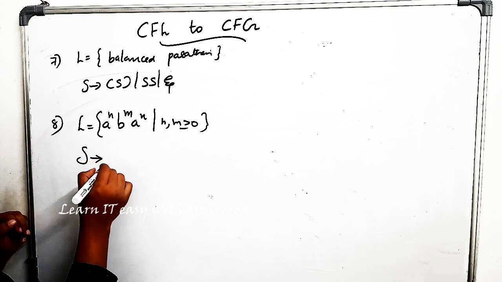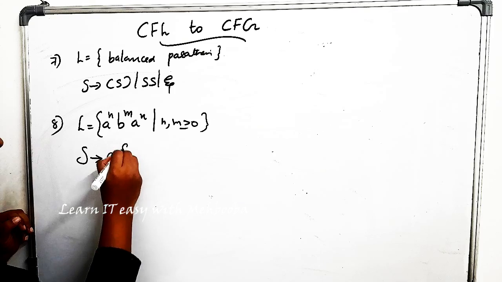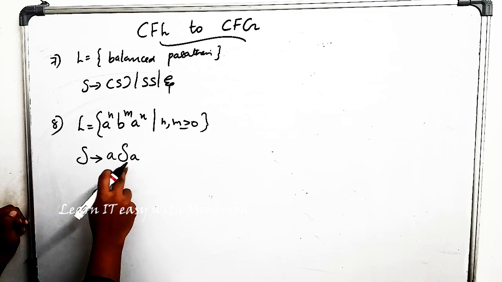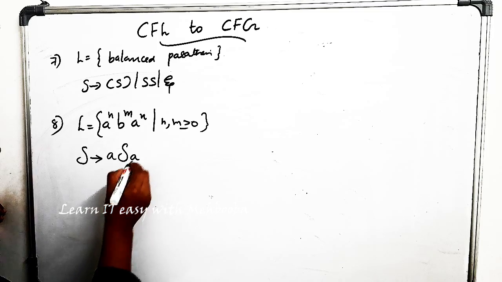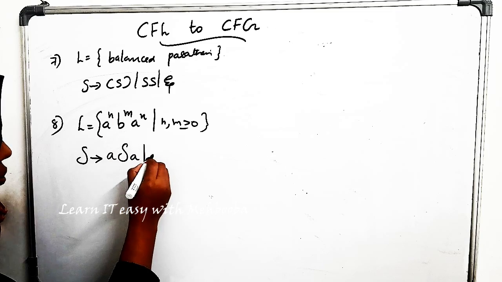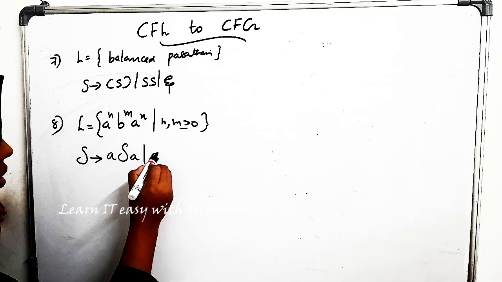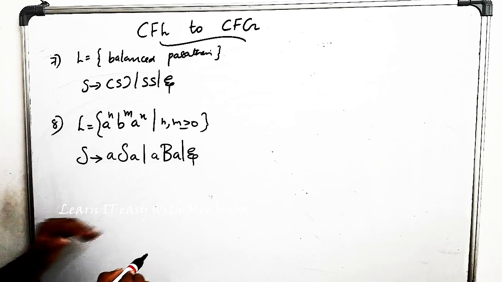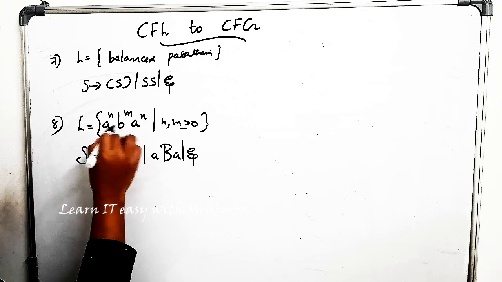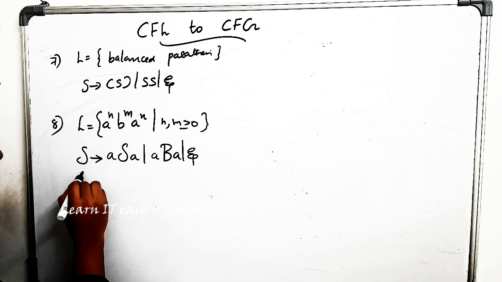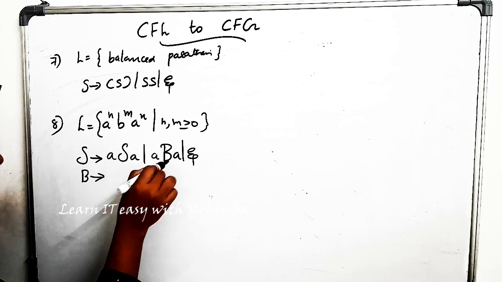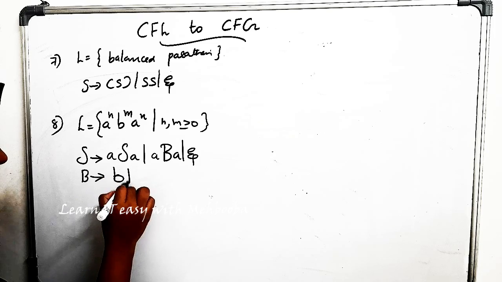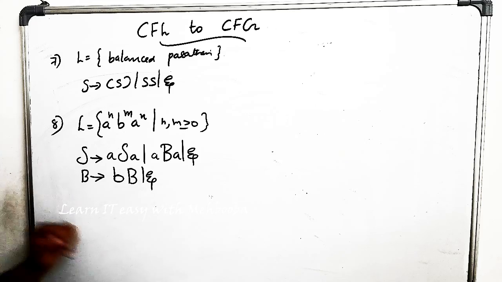So S gives ASA. Because if B is absent, you need a string just made up of A's alone. So that can be done. Now if you have lots of B's at one point, you can write it like that, A, B, A. Now to stop the derivation of S, you can substitute epsilon. Now any number of B's that doesn't depend upon the number of A's can be derived. So for that we can use the grammar for B raised to M, which is BB or epsilon. Now let's check whether it is working or not.